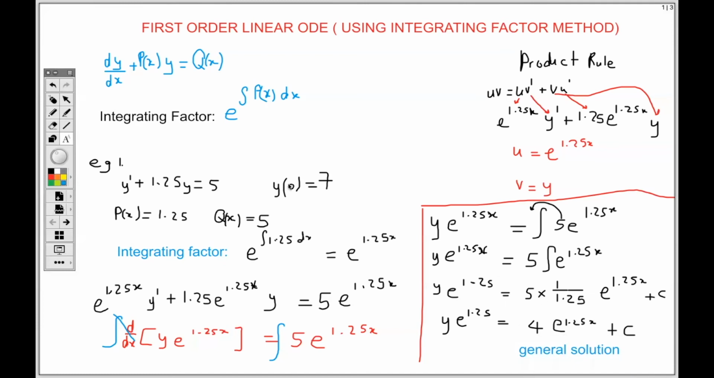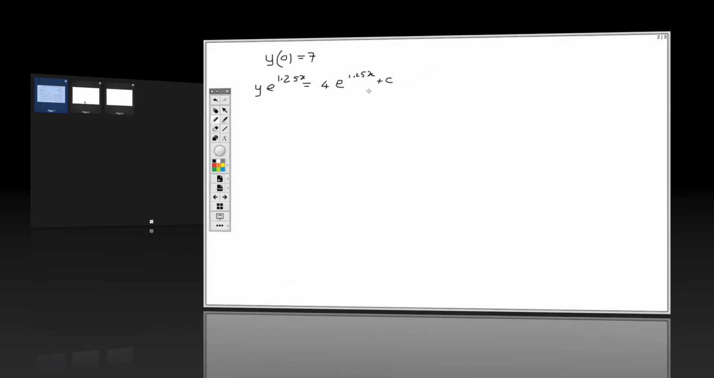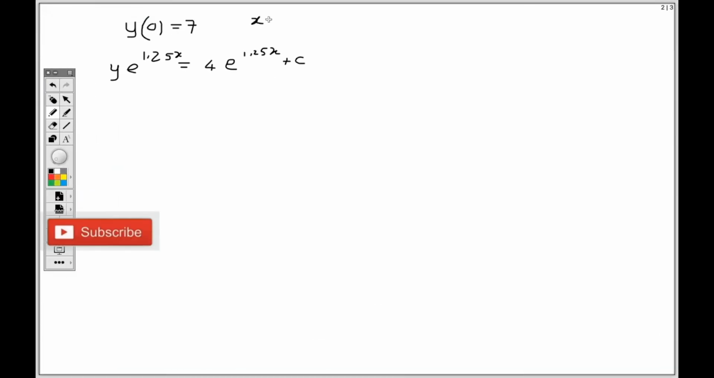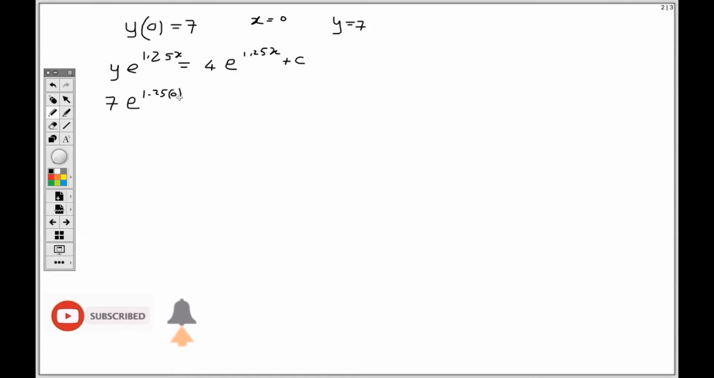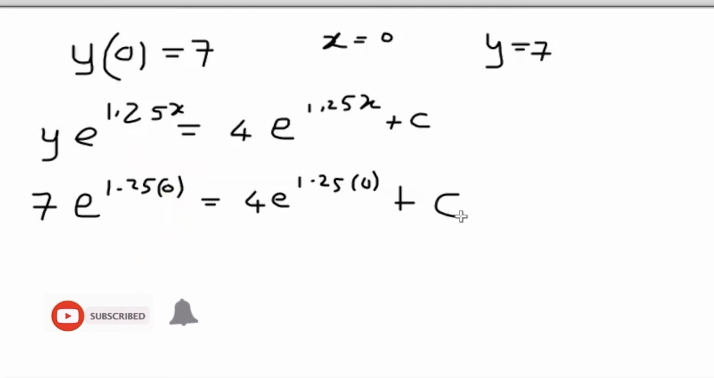Now let's look at the condition, applying it to the general solution that I have here. So we will find the particular solution. Now y of 0 equals 7 means x is 0, so whatever is within the bracket represents x, and what is outside represents y. We will be substituting 7 for y. Then I have e to the 1.25, x being replaced with 0, equal 4 times e to the 1.25, x again being replaced with 0, plus c, my constant.